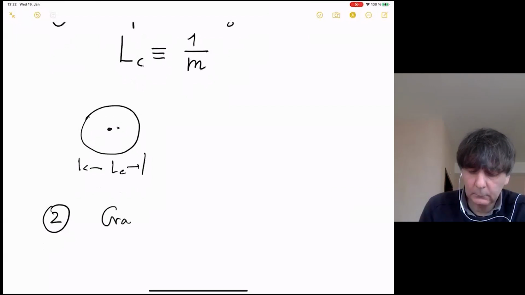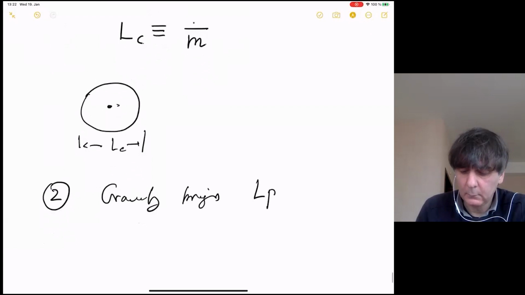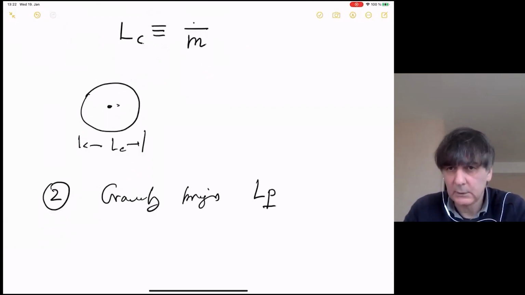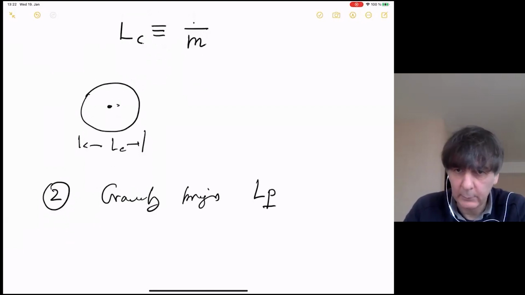So gravity brings, of course, the Planck length. Planck length is not a characteristic of a particle. It's just a general length scale that gravity brings.